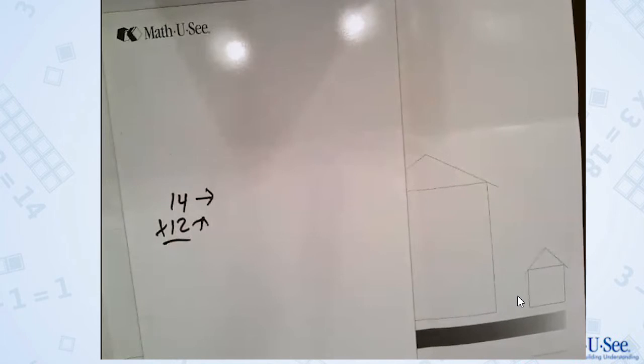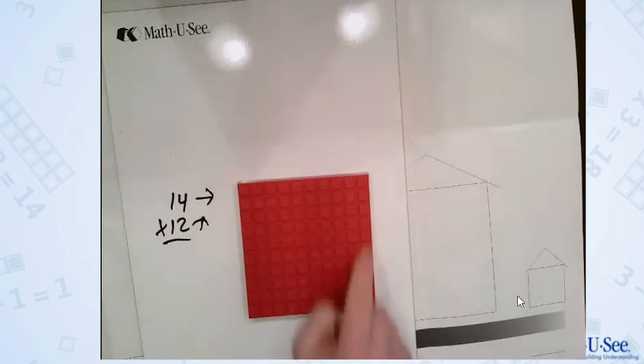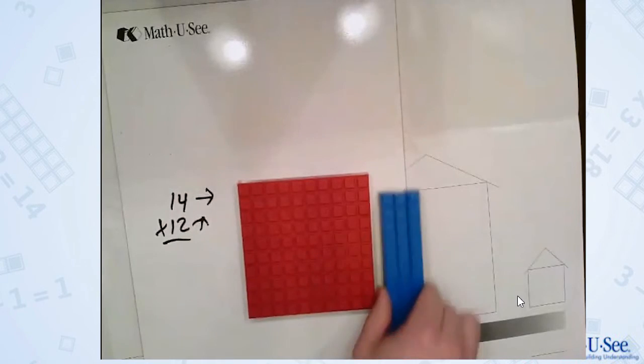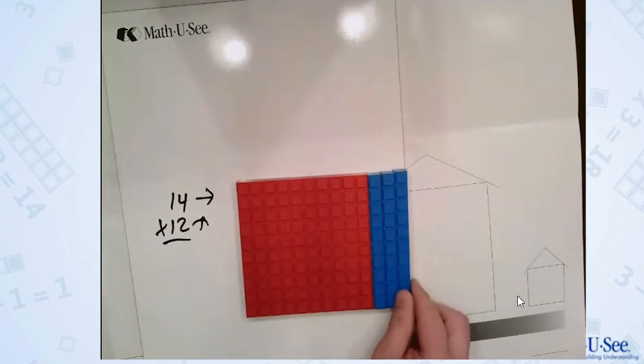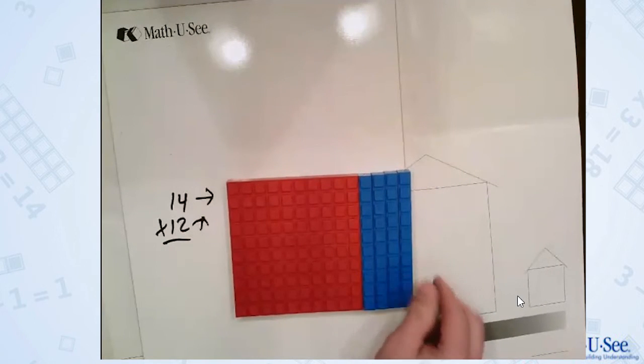So now, 14 times 12. We're going to start with our 100 block because I know this is 10 over and 10 tall. And so 10 times 10 is 100. So I know this is going to be greater than 100, right? So now I have to go 14 over. This is 10 over. So I'm going to add these 10 blocks. Even though these are 10 tall, these are only 1 over. So 11, 12, 13, I need 1 more to get me to 14, okay?